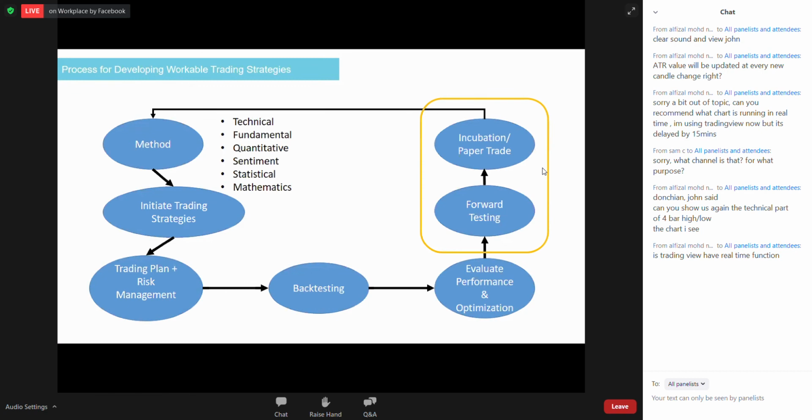Can we put all these criteria in TradingView? Let me see. I think TradingView cannot. Oh, maybe can. Okay, see. Wait, let me switch my screen.